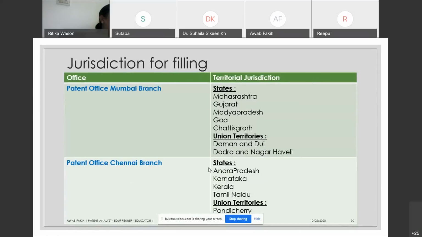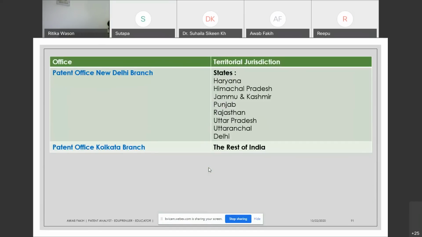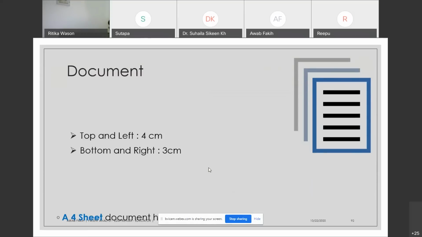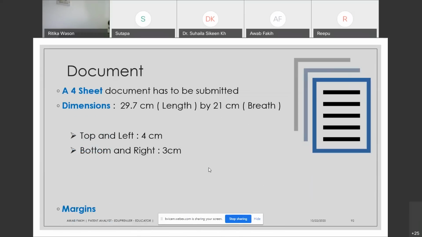This is the jurisdiction office, my dear friend. People from the following states and union territories can file in Mumbai. The people from the following states and union territories can file in Chennai. People from the following states can file in New Delhi, and the rest of India can file in Kolkata. Just for your information.